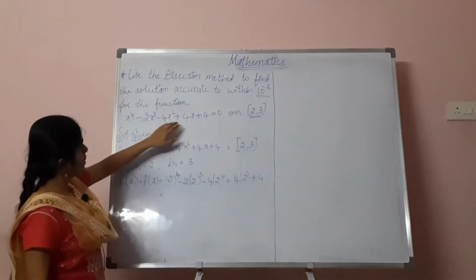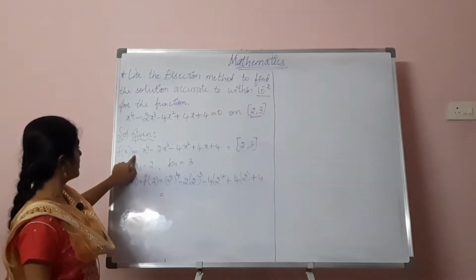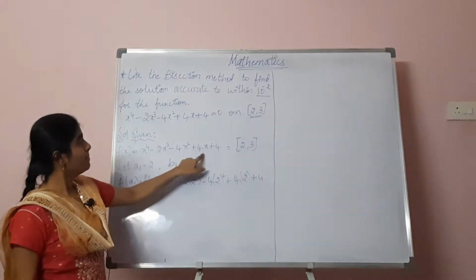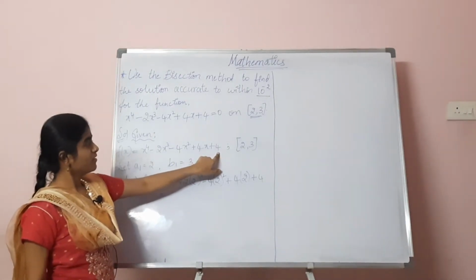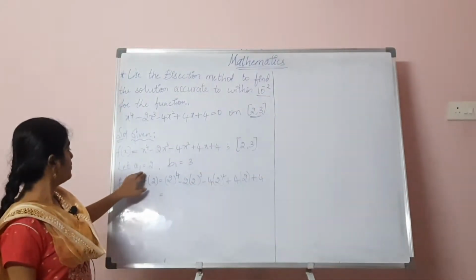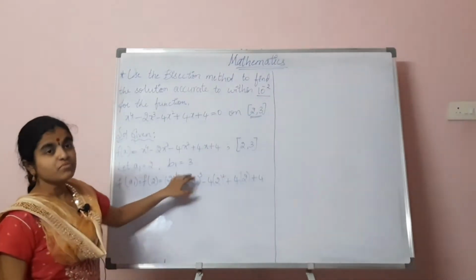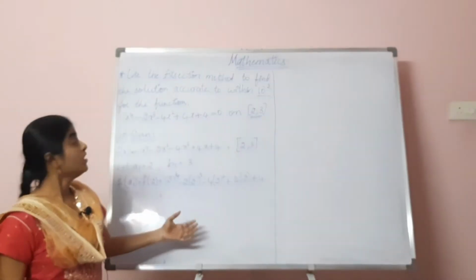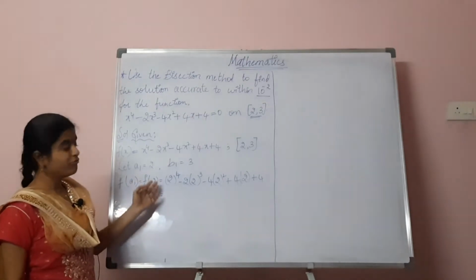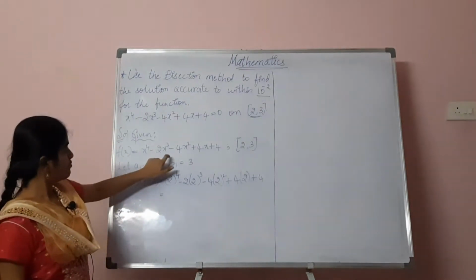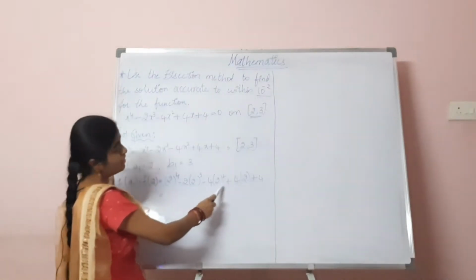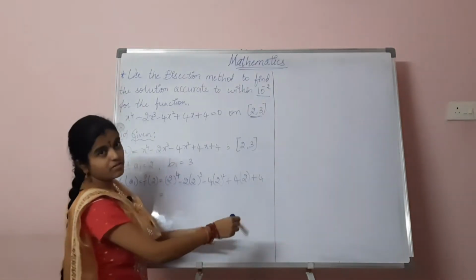The equation we have to consider in the form of f of x. So f of x equals x power 4 minus 2x cube minus 4x square plus 4x plus 4. Between the points 2 and 3, we take a1 equals 2, b1 equals 3. Now we have to substitute this a1 and b1 in the given equation. So f of a1 equals f of 2. Substituting, 2 power 4 minus 2 into 2 cube minus 4 into 2 square plus 4 into 2 plus 4.